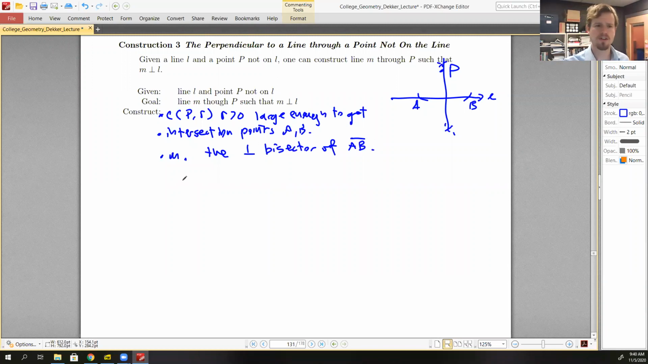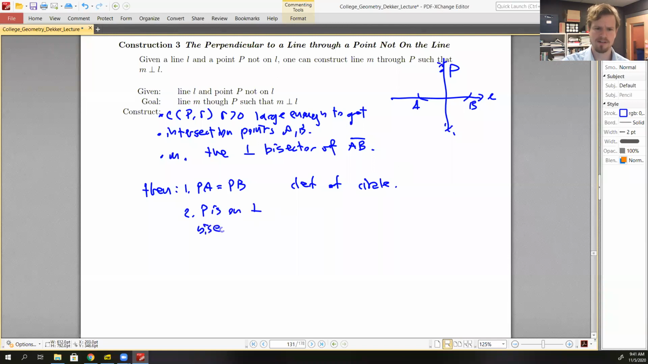And for a brief justification, we can say that if we've done this, then we know that PA is equal to PB by the definition of a circle. But because PA is equal to PB, we know that P lies on the perpendicular bisector of AB by the perpendicular bisector theorem. So P is on the perpendicular bisector of AB by the perpendicular bisector theorem.